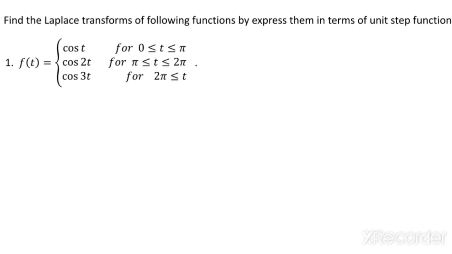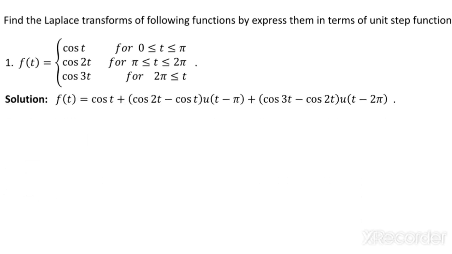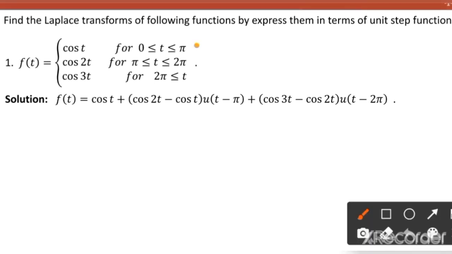The solution is, first you have to express this in terms of unit step function as usual: cos t plus cos 2t minus cos t into u of t minus pi, and cos 3t minus cos 2t into u of t minus 2 pi.